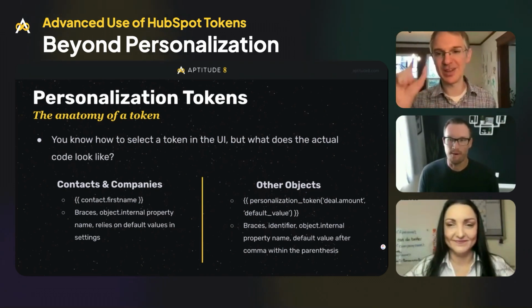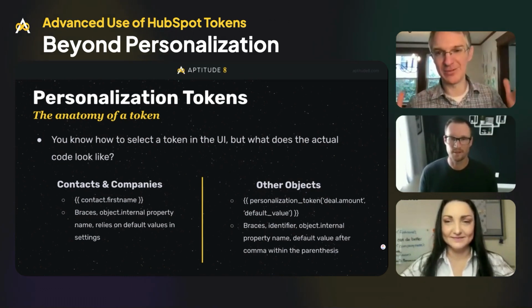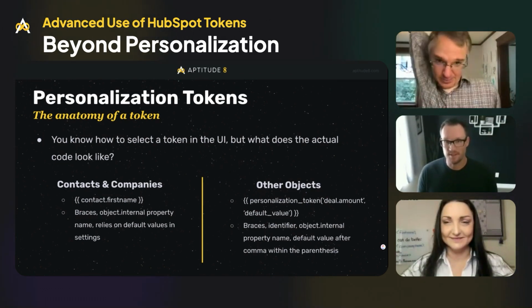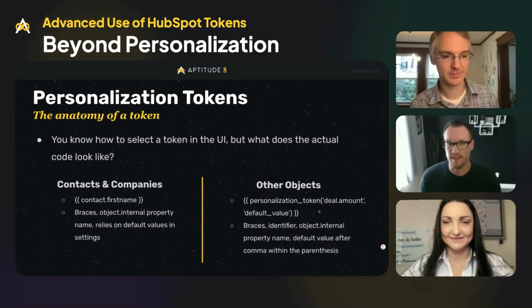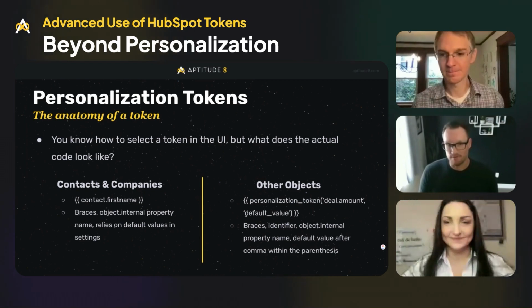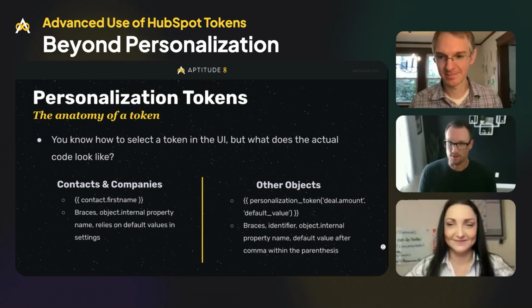No, I just want to make sure that was clarified, because default value, you're going to actually put in what you want the default value to be, right? So what you see within the single quote here is going to be the actual default value that's going to appear if, say, amount was unknown for this particular deal. That default value that you put within the code is going to be what appears in that personalization token's place.